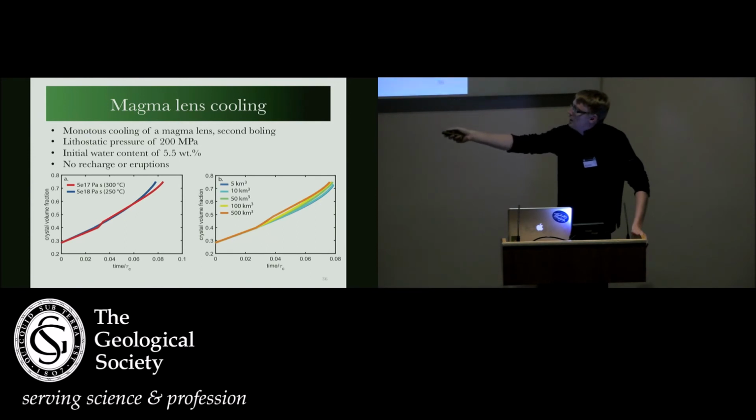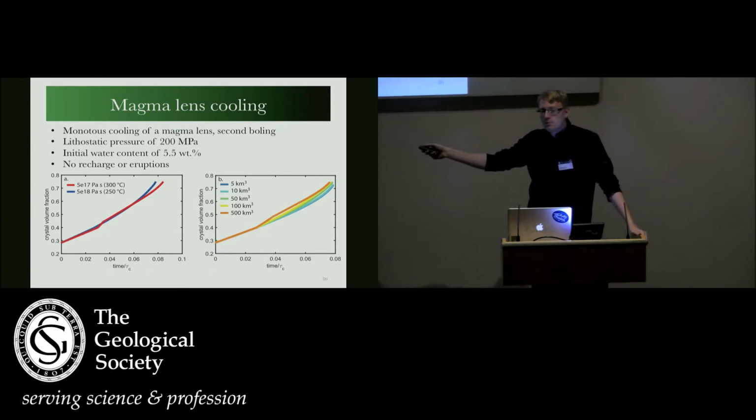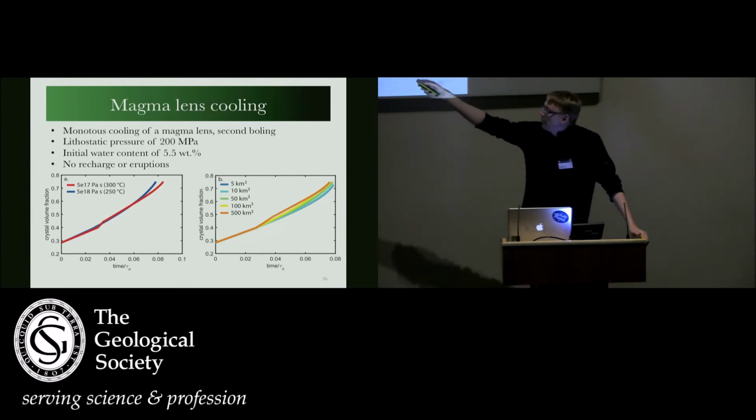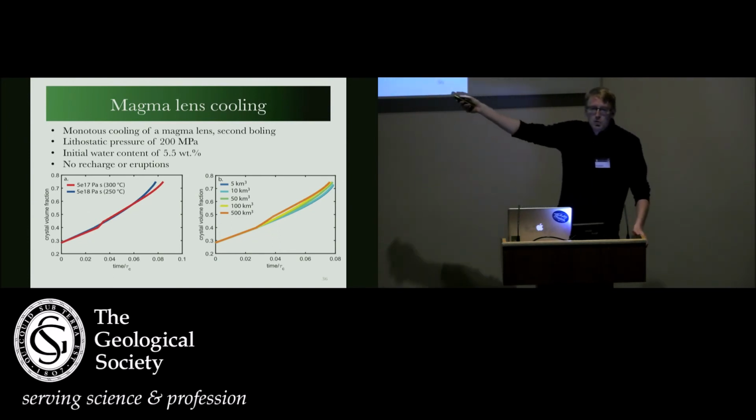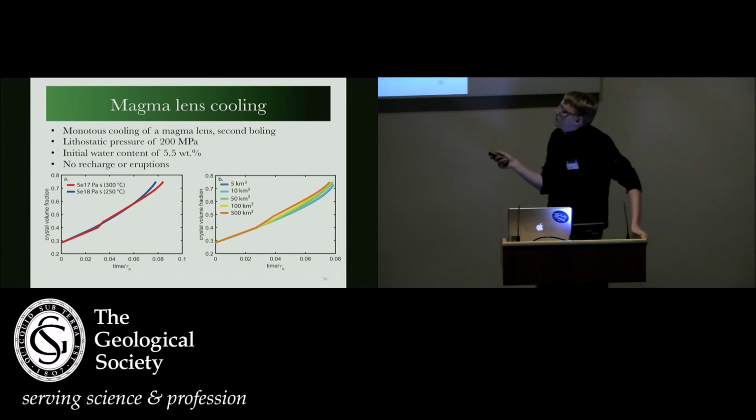What you see in this graph is just to point out that the crystal volume fraction is actually a good proxy for the cooling time scale. If you normalize your actual time to the cooling time scale, which is related to the size of your magma body, then you can see that the crystal volume fraction versus time follows pretty closely between different types of simulations. So we're going to use that in our plots later instead of time.